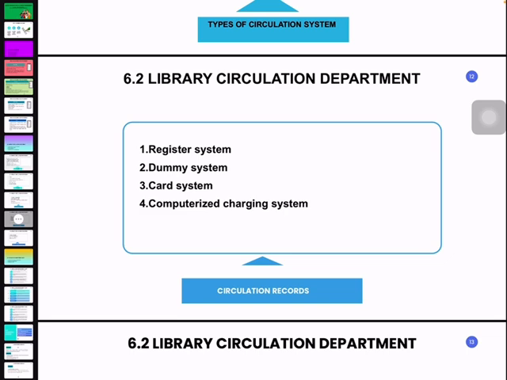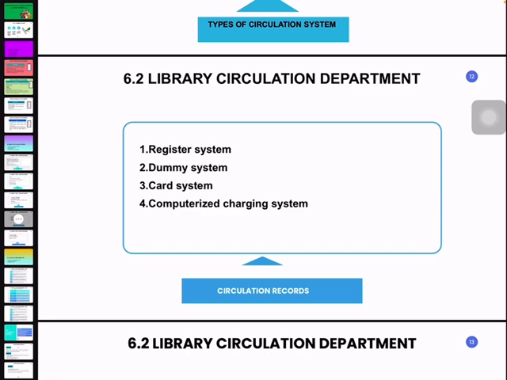Okay, circulation records include register system, dummy system, card system and computerized charging system. Okay, register system ni macam sistem yang digunakan dalam buku. Like perpustakaan guna buku untuk rekodkan peminjaman dan pemulangan buku. Dummy system is kita buat macam demo je lah untuk record peminjaman pemulangan.